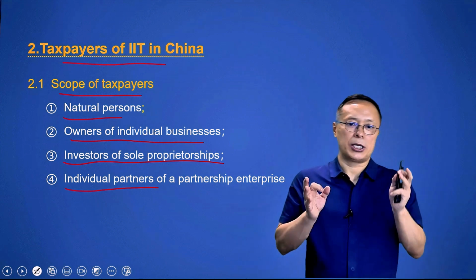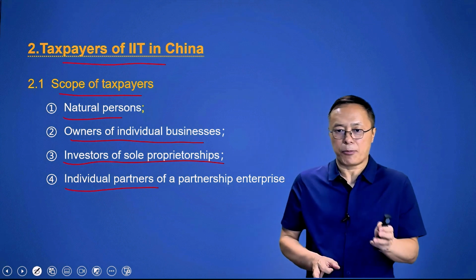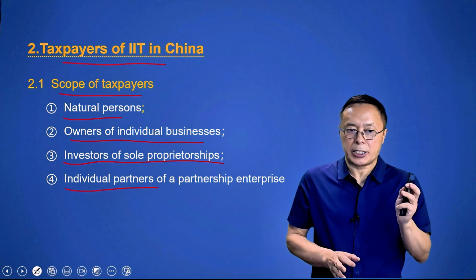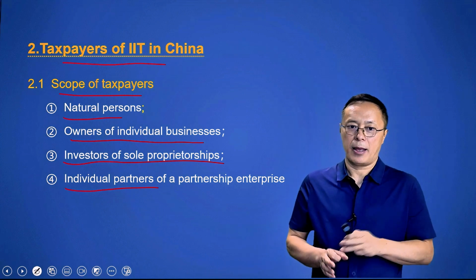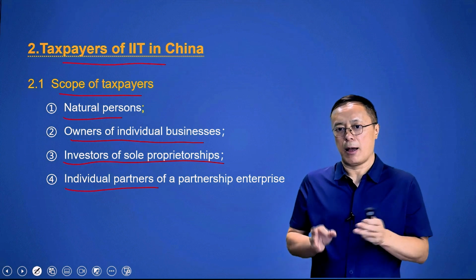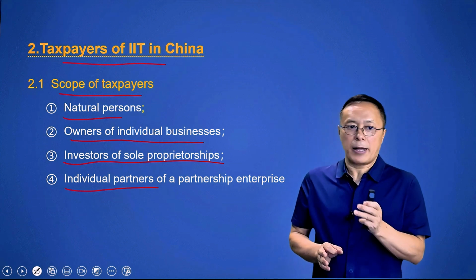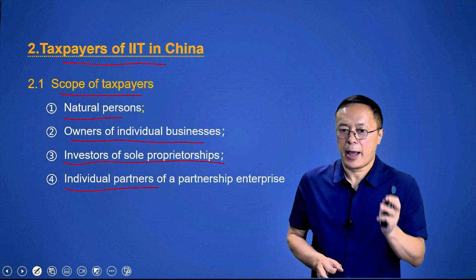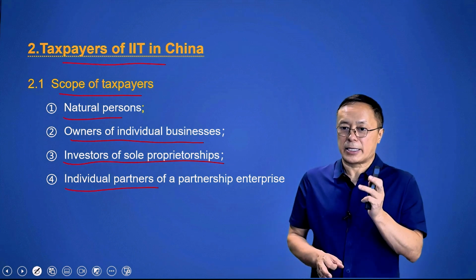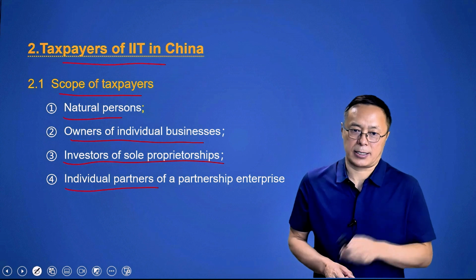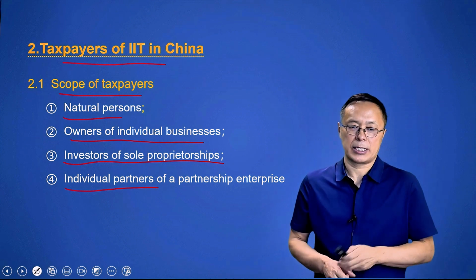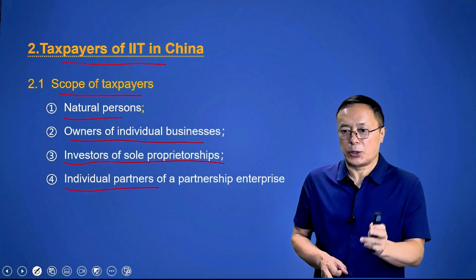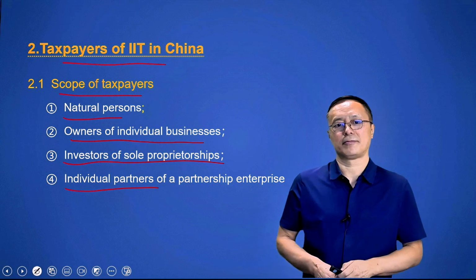As mentioned in the last chapter, individual businesses, sole proprietorships, and partnership enterprises are all registered institutions in China. As to an individual business, sole proprietorship, or partnership enterprise, the tax obligations are considered as those of its owners, investors, or partners. So the owner, the investor, or the partner are included in the taxpayers of IIT.